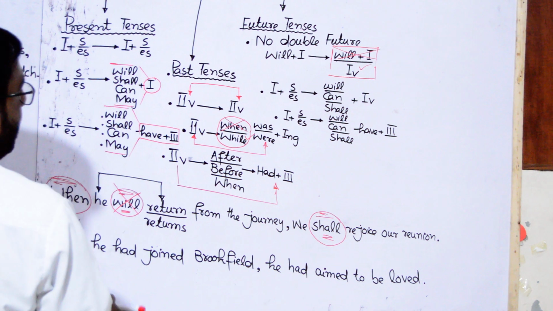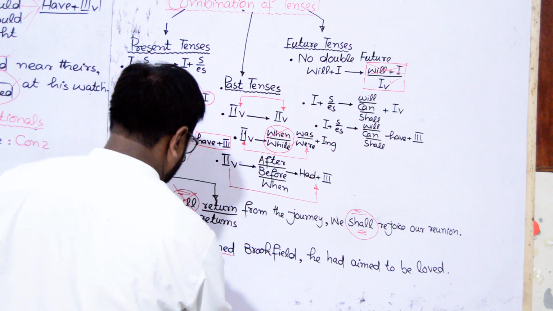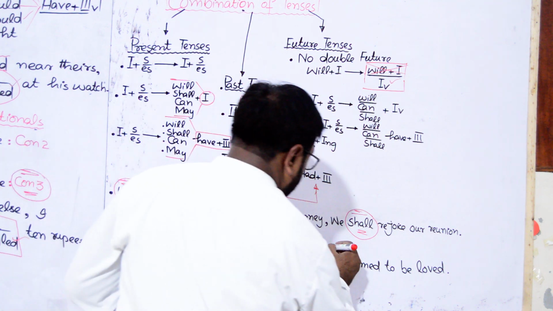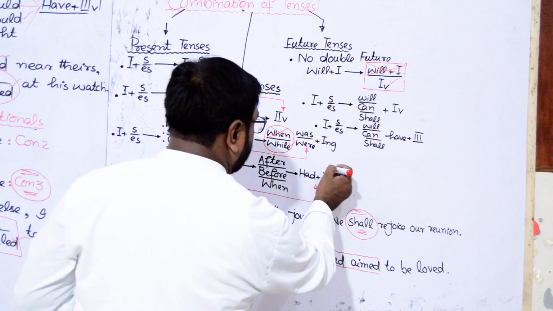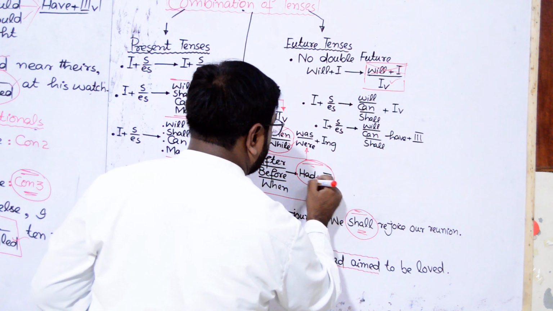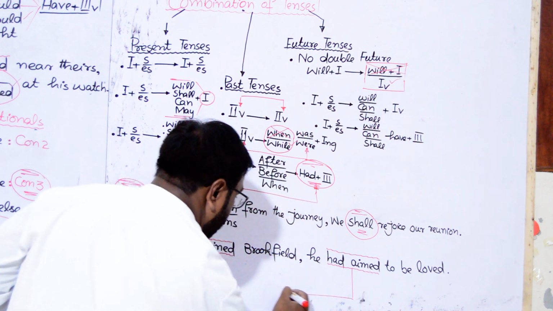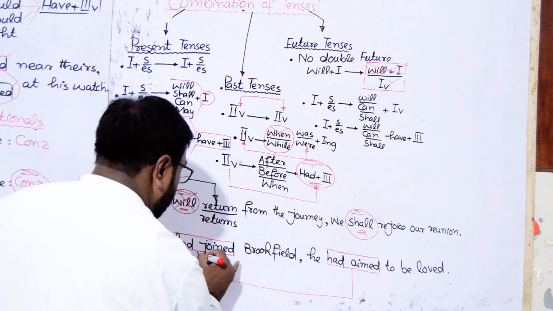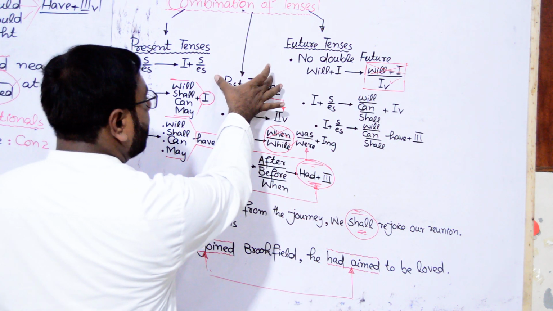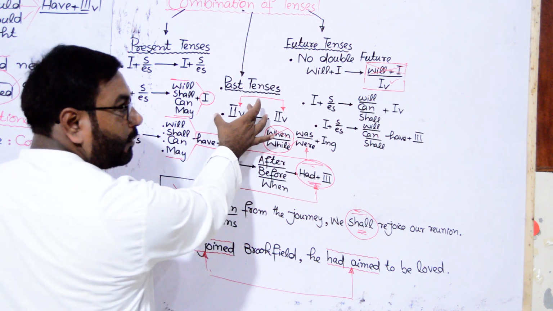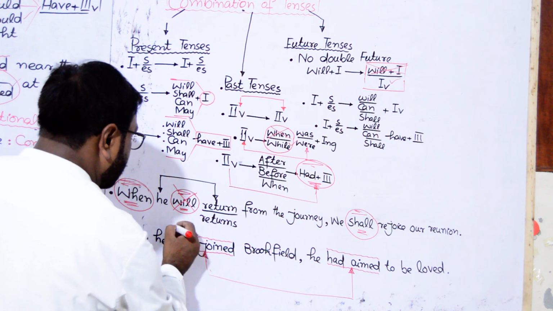What happens here? As I talked, we are combining past tenses. So, in the combination of past tenses, we should not be using had plus third form in a sequence, in a row. Both these clauses cannot take had plus third form. So what should we do? We should combine past tenses with the second form of verb with a simple past. So here had is incorrect.